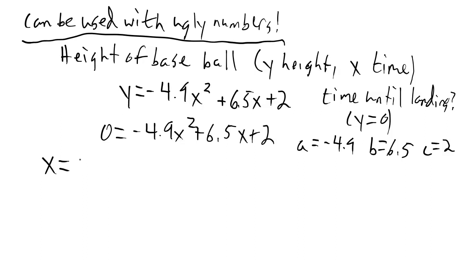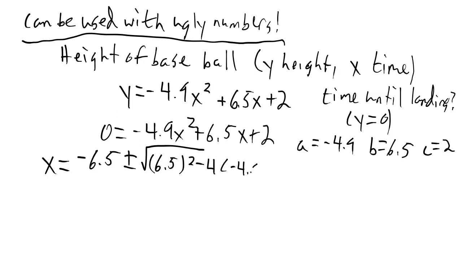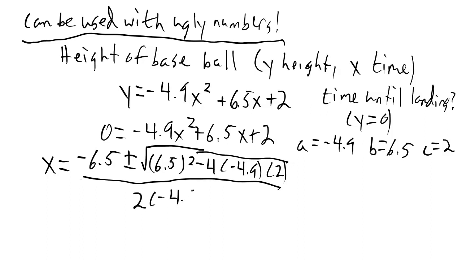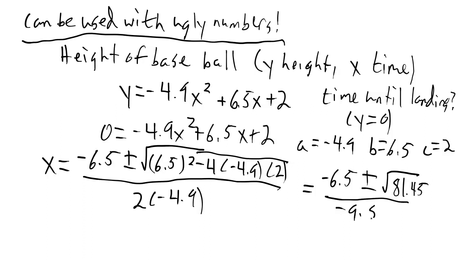X is equal to negative B, which is 6.5, plus or minus the square root of B, 6.5 squared, minus 4 times A, negative 4.9, times 2. And this is all divided by 2 times A, which is negative 4.9. So we now put this into our calculator and let it do the work. This comes out to be negative 6.5 plus or minus the square root of 81.45 over negative 9.8.